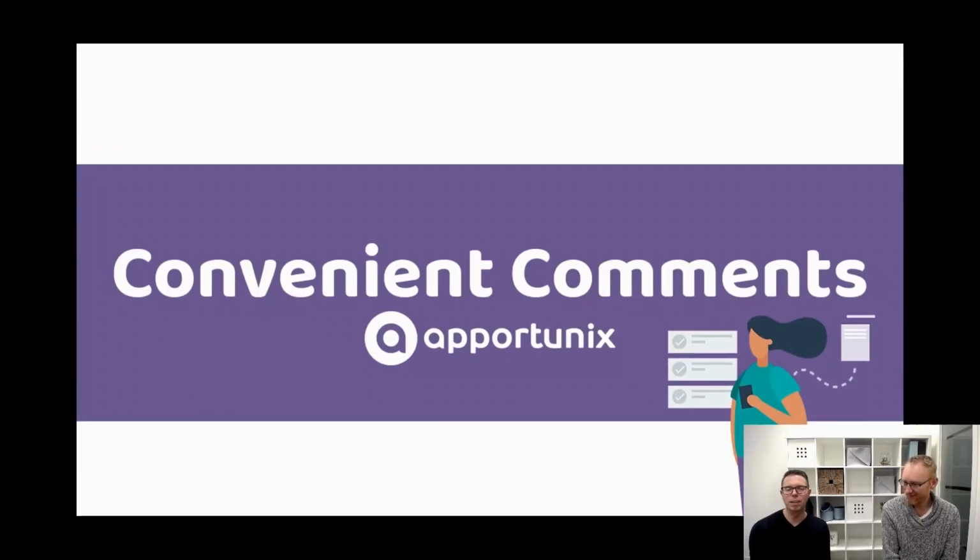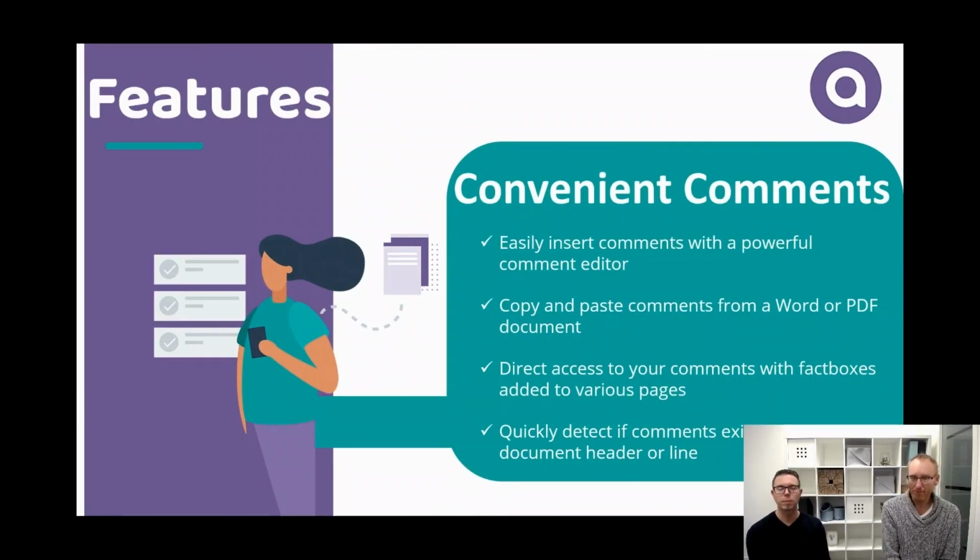Then we also have an app we want to highlight. This time the Apportunix app Convenient Comments. It's one of the smaller apps that we have, a very nifty feature. Everybody knows that you can add comments to almost all the records in BC, for instance a customer record, sales line, sales header, or whatever. But one of the main disadvantages is that you, as a user, cannot see right away if there are comments added to that record. You have to click the button first to see if there's any data there.